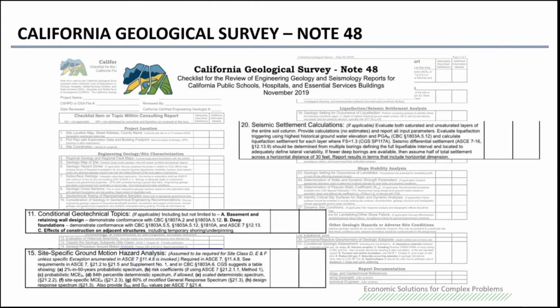Item 20, compared to the previous version, added some verbiage to address the differential settlement. So this is something new for ASCE 7-16, section 12.13.9. So it has some specific requirements. It's more like a performance design requirement.